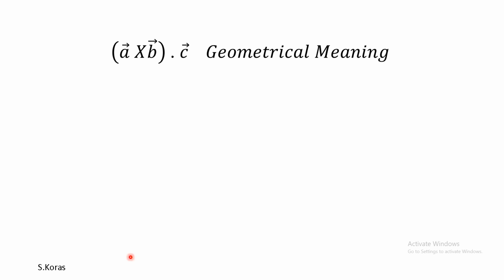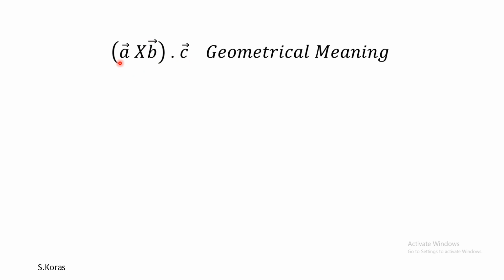Here we must know that a vector cross b vector should be inside the bracket and c vector should be outside the bracket. If we cross two vectors, we'll get another vector. That vector alone can be dotted with another vector. So to get this type of product, the cross should be inside the bracket. This is called scalar triple product. We can also write this as a vector dot (b vector cross c vector). That is also called scalar triple product.